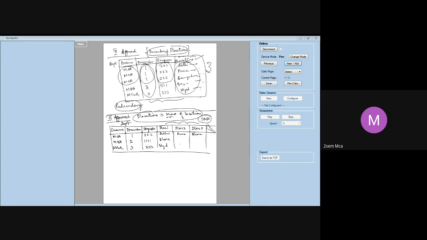Any other disadvantage in this particular approach? Anyone? Okay. What is happening here? See, what's happening here? Not entering any values. Some of them are empty. Null. Is it not?